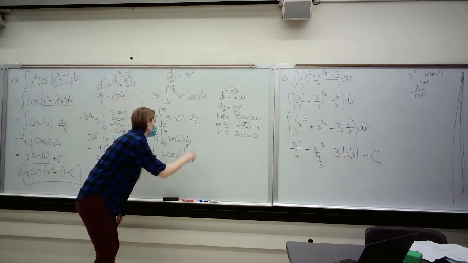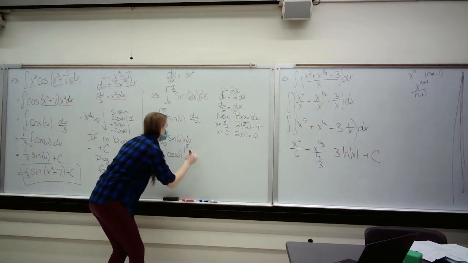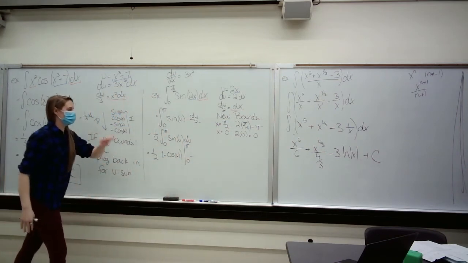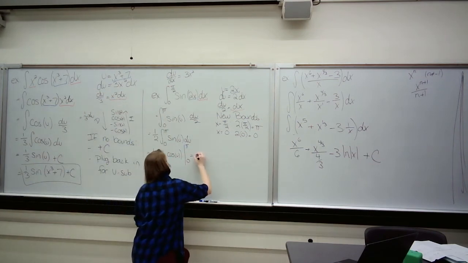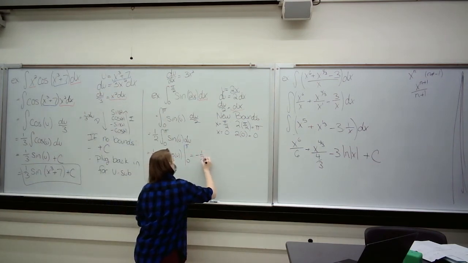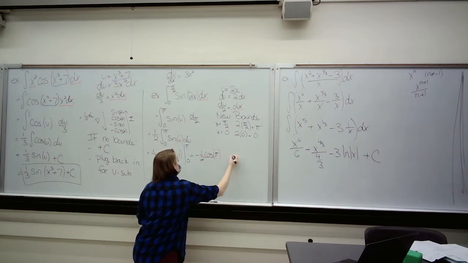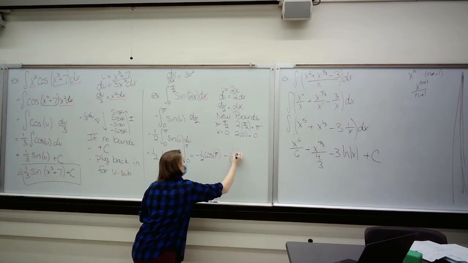Cool. Okay, so now I need to, remember, my bar just tells me plugging in for the top minus plugging in for the bottom. So I'll have a negative 1/2 cosine of pi minus a negative 1/2 cosine of 0.